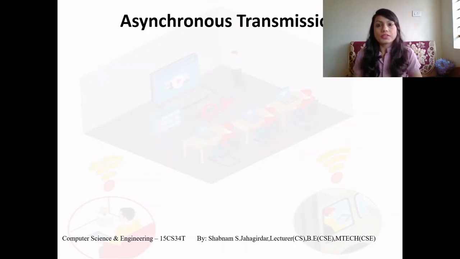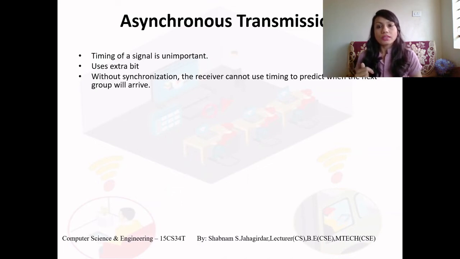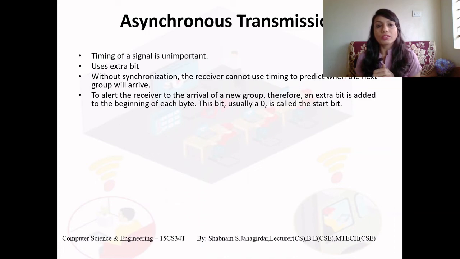So let's see, what is asynchronous transmission? In asynchronous transmission, the timing of the signal is not important. So it uses extra bits to indicate which is the start bit and which is the end bit. For example, if it is 8-bit data, you can take the start bit as 0 and the end bit as 1, so that it tells the receiver where the data starts and where it ends. That's how you predict the group that arrives at the receiver. So that is what is given to alert the receiver to the arrival of a new group. Therefore, an extra bit is added to the beginning of each byte.